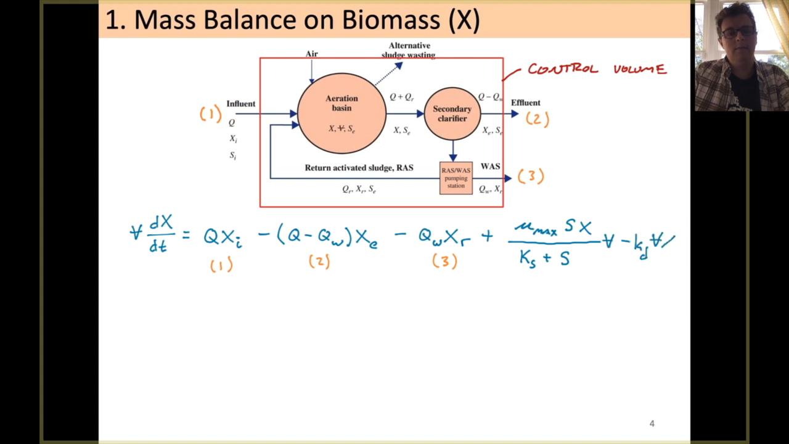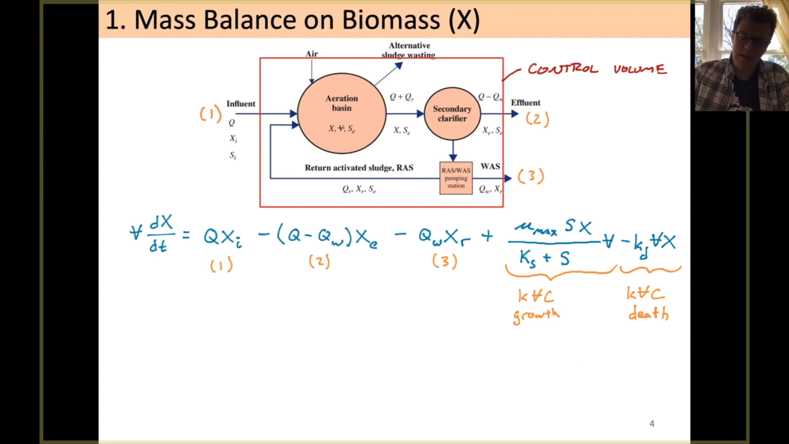And then the last two terms here represent the growth of biomass within the aeration basin and the decay or ultimate death and removal of biomass in the second term. So those take the Monod kinetics that we looked at in the previous lecture and put them into this KVC format that we've used on our mass balances before. And again, all of those terms have units of mass of biomass per time.